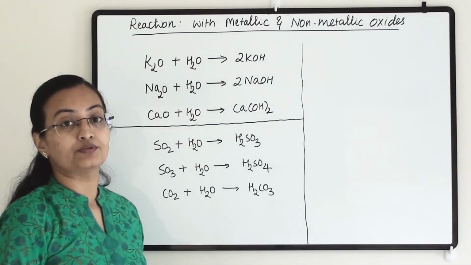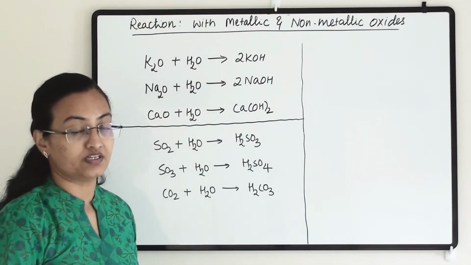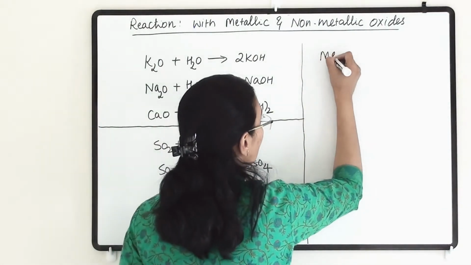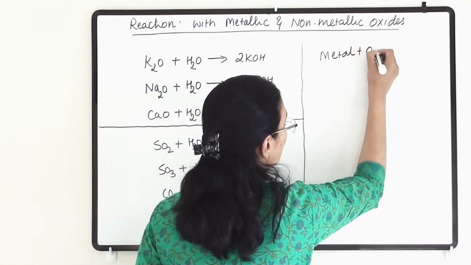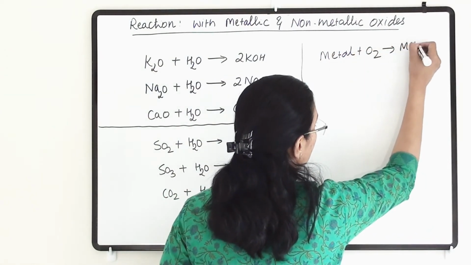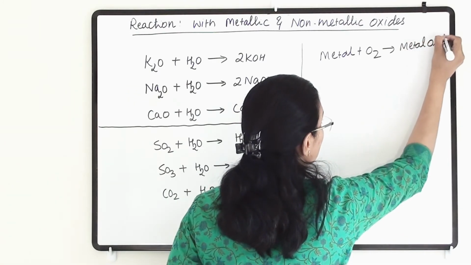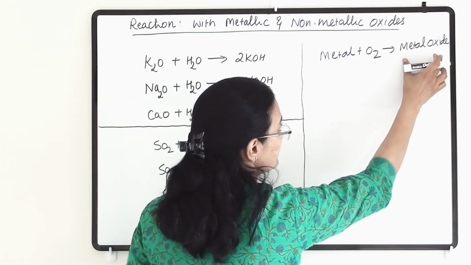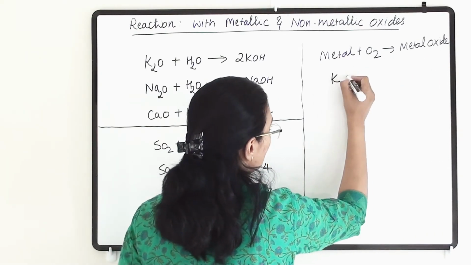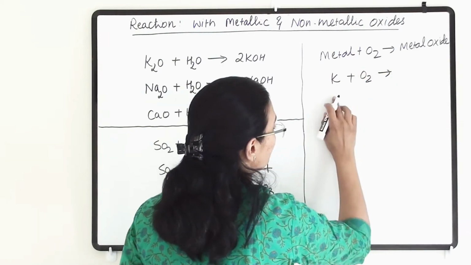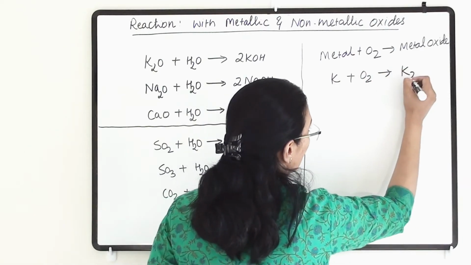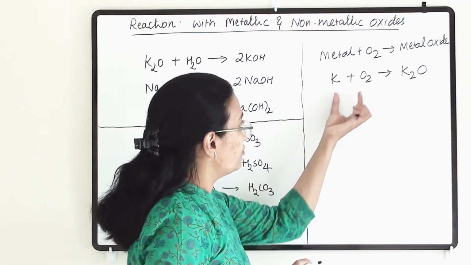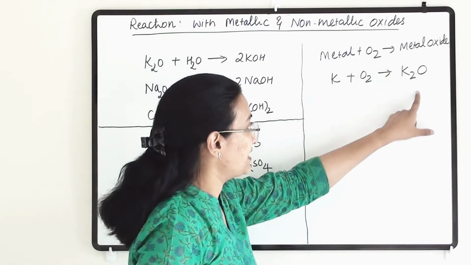Reaction of water with metallic oxide and non-metallic oxide. Now what is the meaning of metallic oxide? When a metal reacts with oxygen, it forms a metal oxide. That is, the metal is reacting with oxygen and forming a molecule referred to as a metal oxide. For example, potassium will react with oxygen and form potassium oxide. So all the metals will react with oxygen and form metallic oxides.